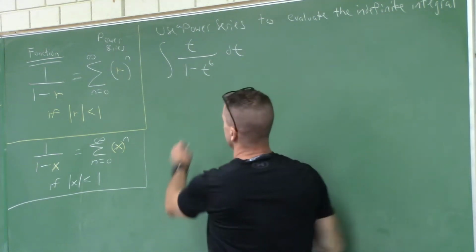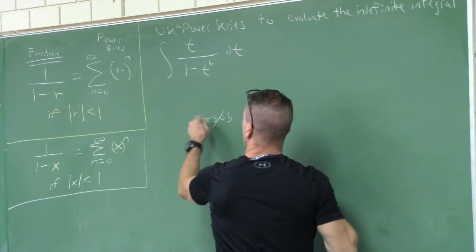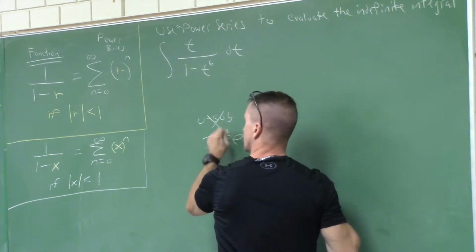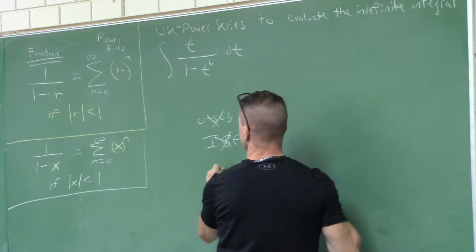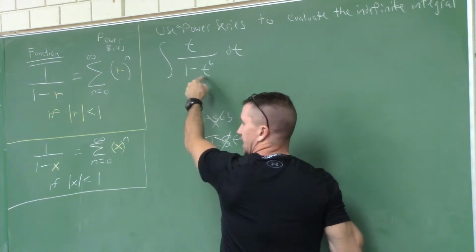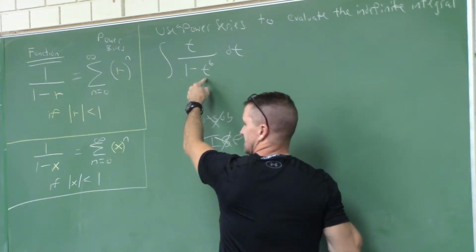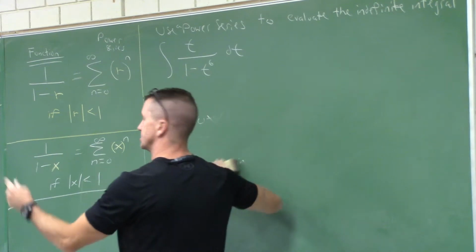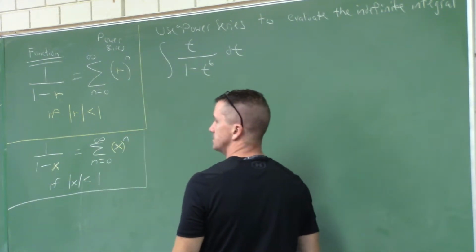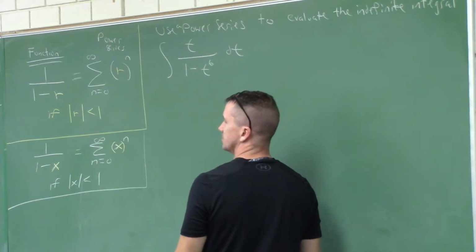Would a u sub work? No. How about integration by parts? No. How about partial fractions? Maybe, if you know how to break that up into a bunch of linear factors. Not so easy, huh? So we're going to use a power series. Katie? No. Try it. What would you do?